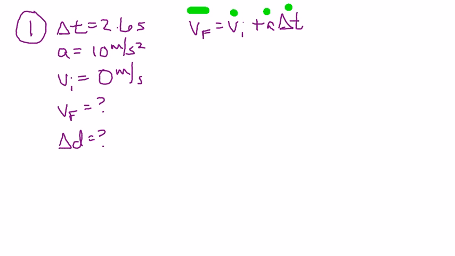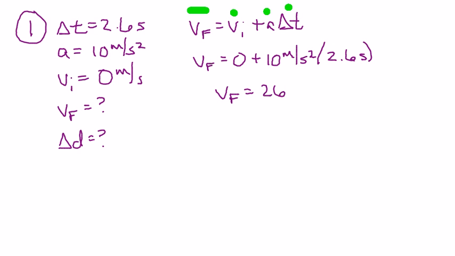If we plug some things in here, we're going to have 0 plus 10 meters per second squared times 2.6 seconds equals VF. So 10 times 2.6, and our final velocity equals 26 meters per second. And that should be your answer for the first part. You can see how our units cancel out as well. We're taking seconds and seconds squared, so the squared leaves, and we're left with meters per second.